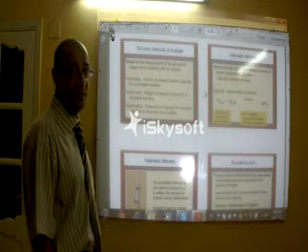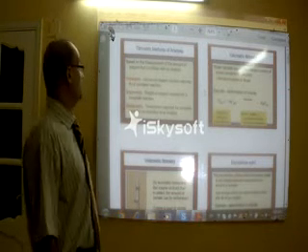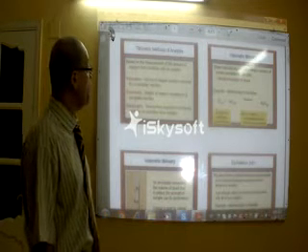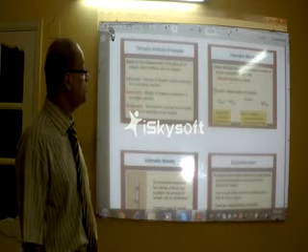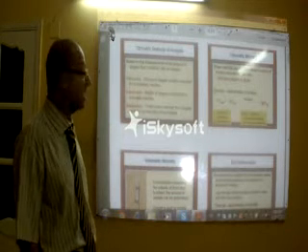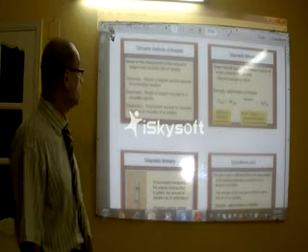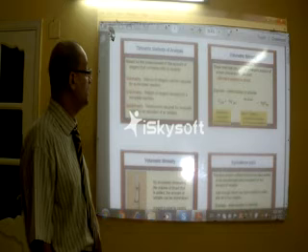Titrimetric methods of analysis. Based on the measurement of the amount of reagent that combined with the analyte, we have many techniques here. Volumetric: volume of reagent solution required for a complete reaction. Gravimetric: weight of reagent required for a complete reaction. And coulometric: the time of current required for complete electrolytic reduction of an analyte.